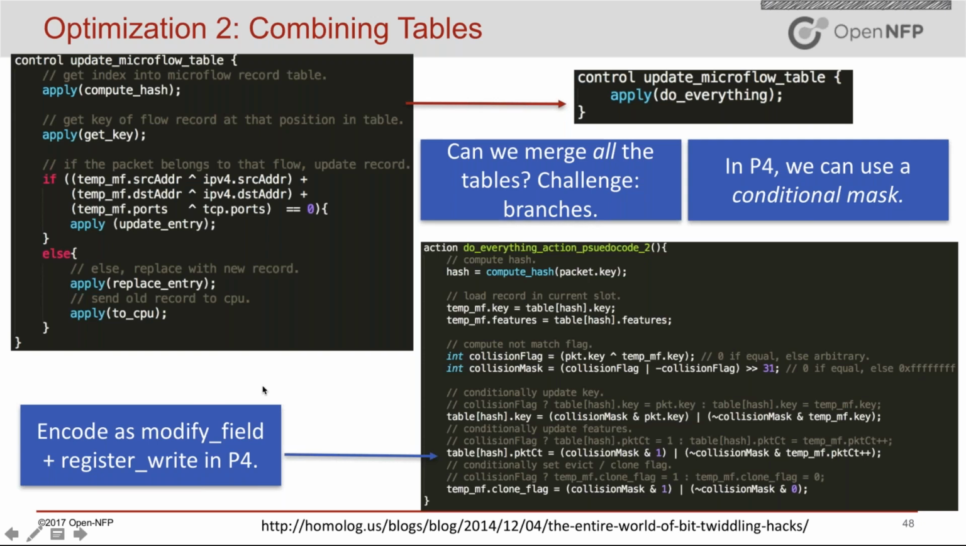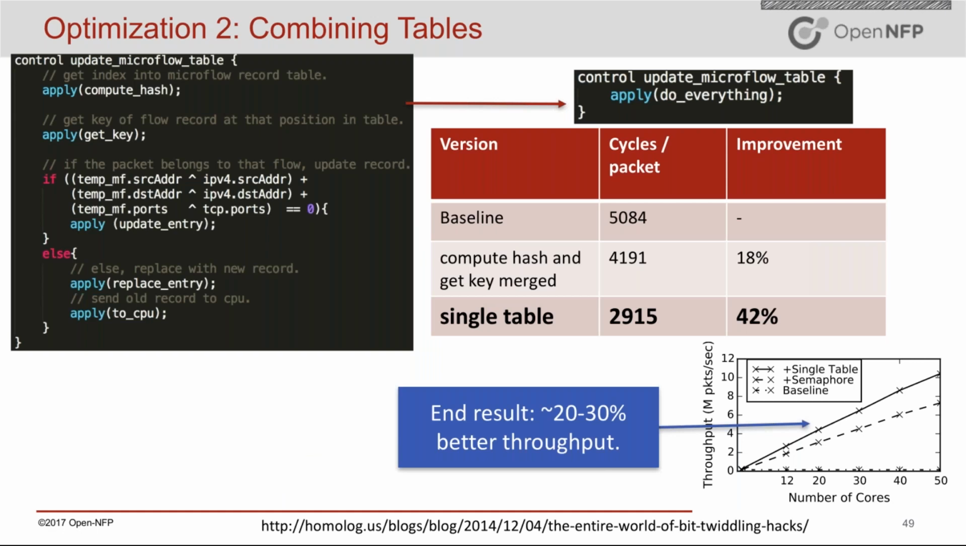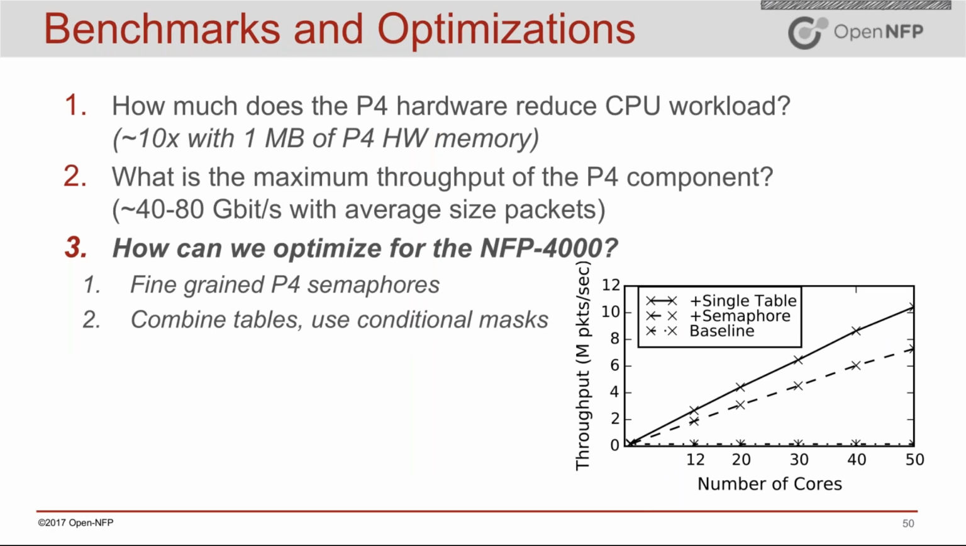And so the actual P4 code that does that will be posted on the repo, but the high-level point is we get another large advantage from doing that, and ultimately combining all of these tables together gives us about 20 to 30% better throughput on the P4 device. So those are the three focuses of our benchmarks and optimization. How much does the P4 hardware reduce CPU workload? What is its maximum throughput? And what are the main optimizations we used to get those throughputs?